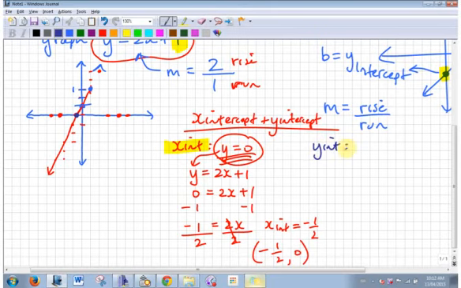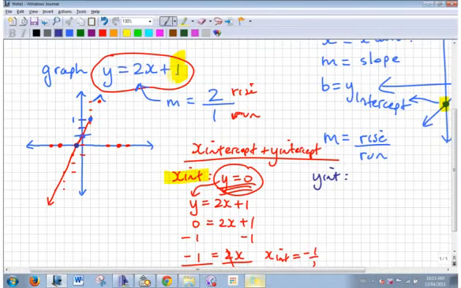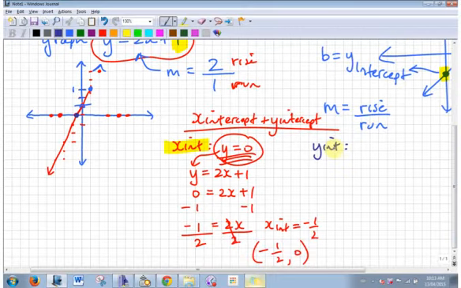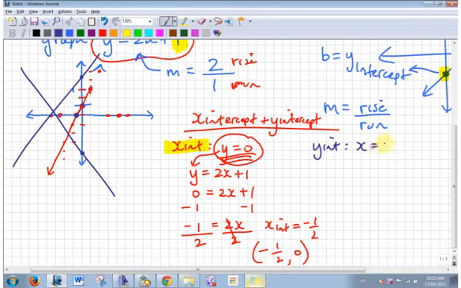Now I'm going to find the y-intercept. Now I know the y-intercept is 1. This is in that form where it tells you what it is. But let's pretend you didn't get this equation. What happens at the y-intercept? X is 0. Always, always, always. That line intercepts the y right there. That's where x is 0. This line, x is 0. Always, always, always.